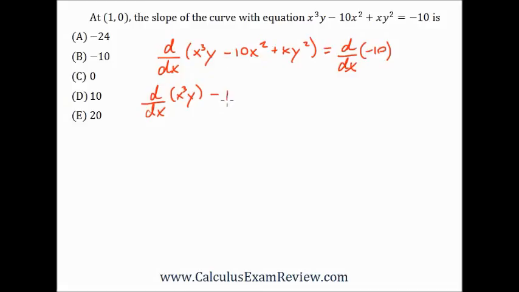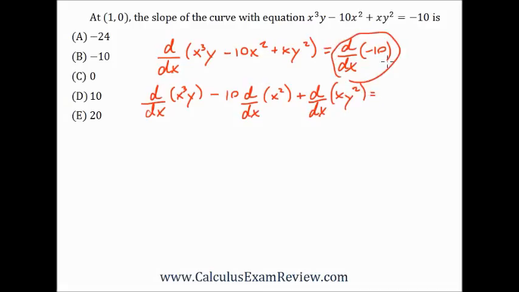So I'll just basically take out the constants because that's a property of derivatives anyways, right? So I have minus 10 times d dx of x squared plus d dx of xy squared. Now, the derivative of a constant is just 0. So there we go.